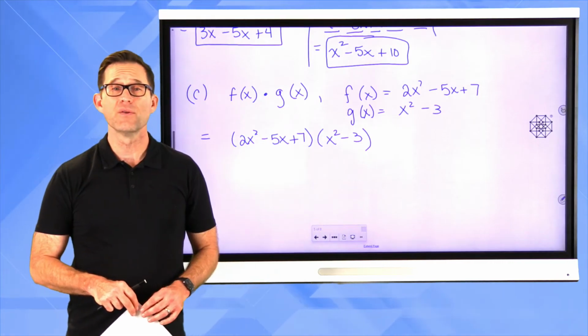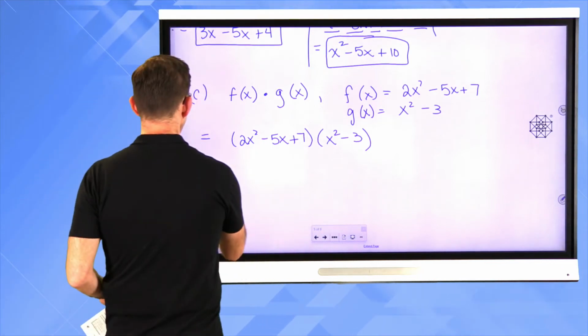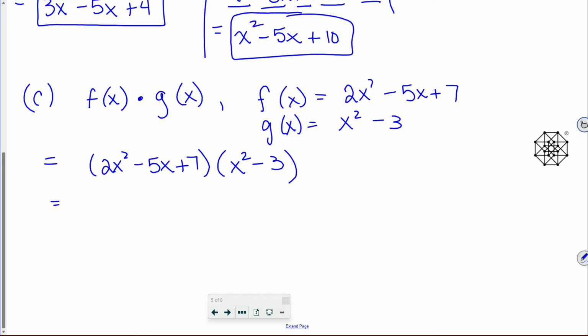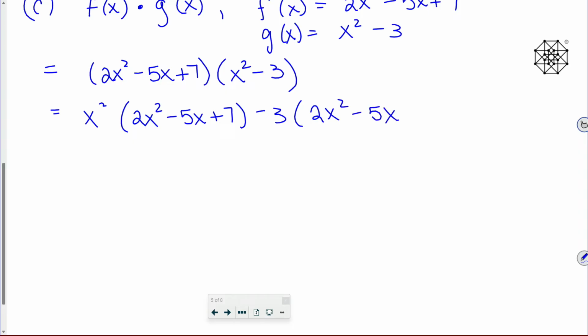All right, lots of good ways to do this. We could use an area model. I'm going to actually use what's called double distribution. In other words, after I extend the page a little bit more, I'm going to first multiply everything by x squared, and then I'm going to multiply the first parentheses by -3. So I multiply that 3-term polynomial by x squared, then I multiply it by -3. And now I can just do distribution.